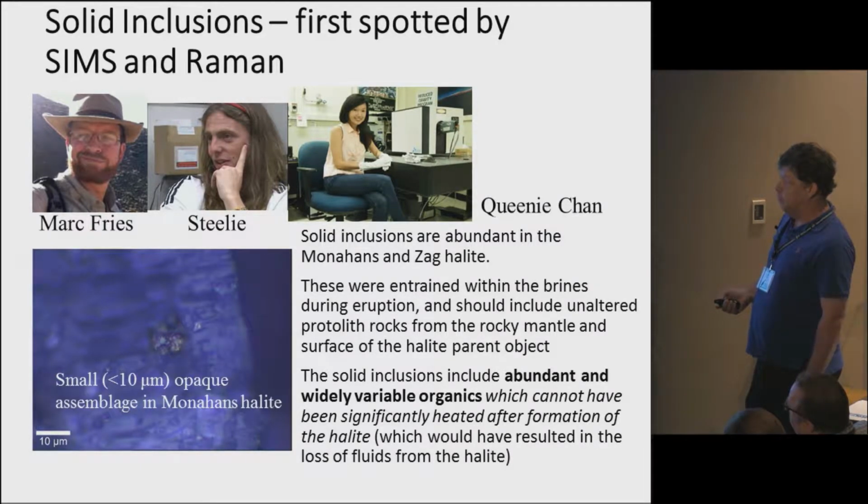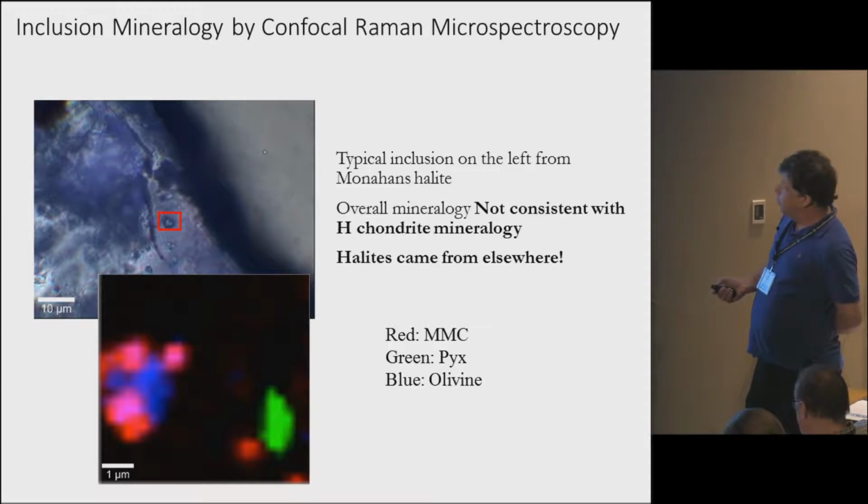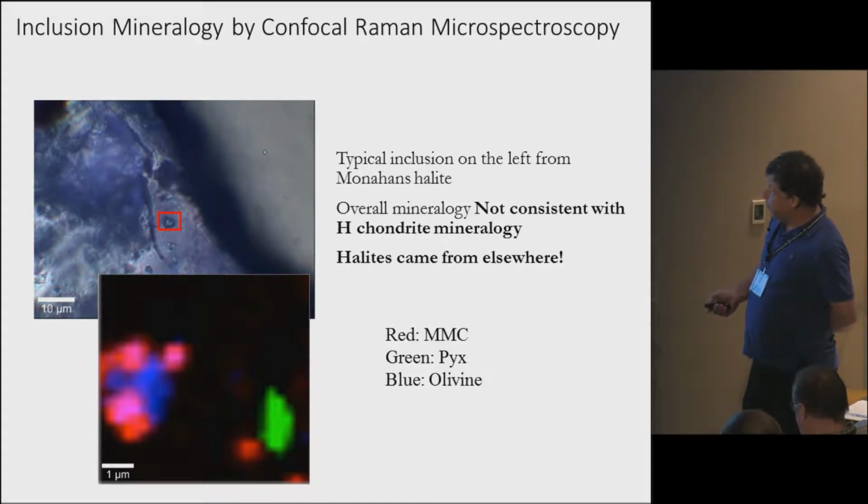So the cool thing is that in addition to having water in these halites, you also have lots and lots of small solid inclusions, which you're analyzing. And the cool thing about this is that most of the inclusions are abundant organics. So organics are the most common things we're finding in these halite grains. So by Raman, you can do some analyses, and this one here contains, for example, macromolecular carbon, pyroxene, and olivine. And this little grain right here, this is a little blow up showing the Raman mapping, and the colors indicate where the different species are.